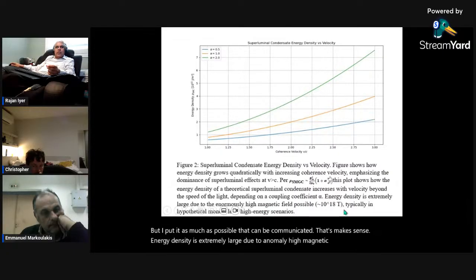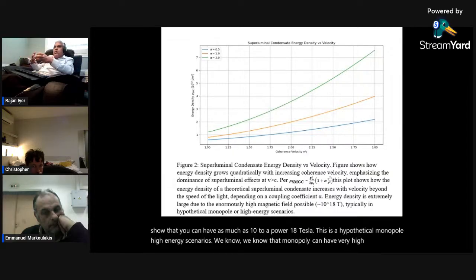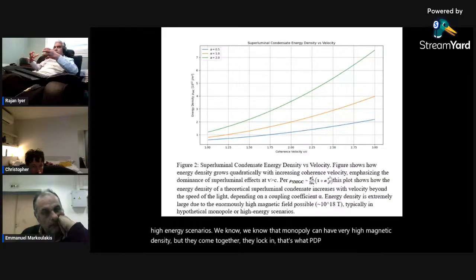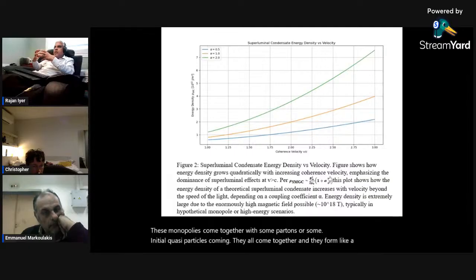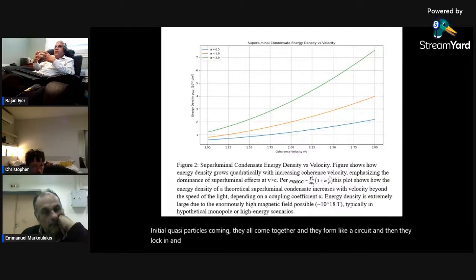Again, I show that you can have as much as 10 to the power 18 Tesla. This is a hypothetical monopole high energy scenario. We know that monopoles can have very high magnetic density, but they come together and they lock in. That's what the hot PDP mechanism is. These monopoles come together with some partons or some initial quasi particles. They all come together and form like a circuit, and then they lock in and create that dipole, which I call Horde. Once it locks in, it's like the minimum energy requirement that Feynman and other people have described.